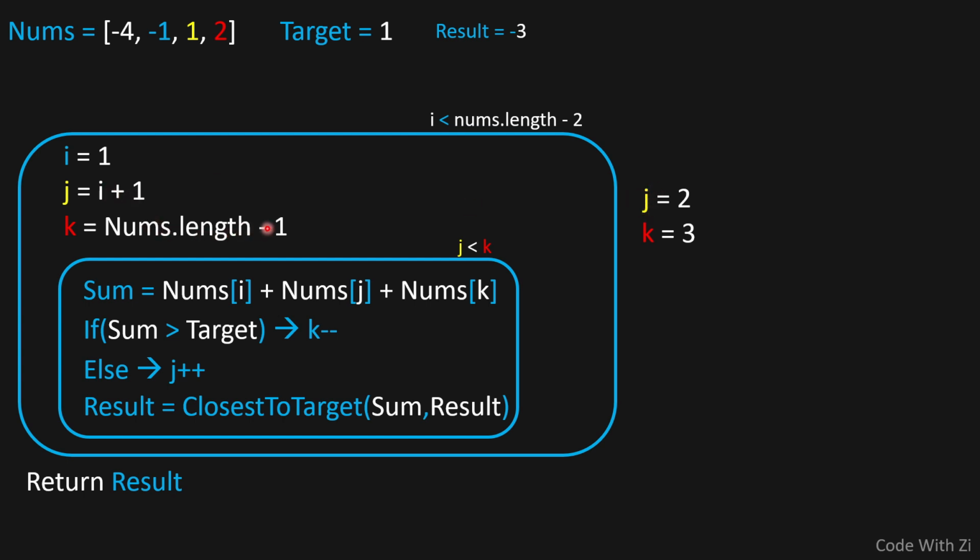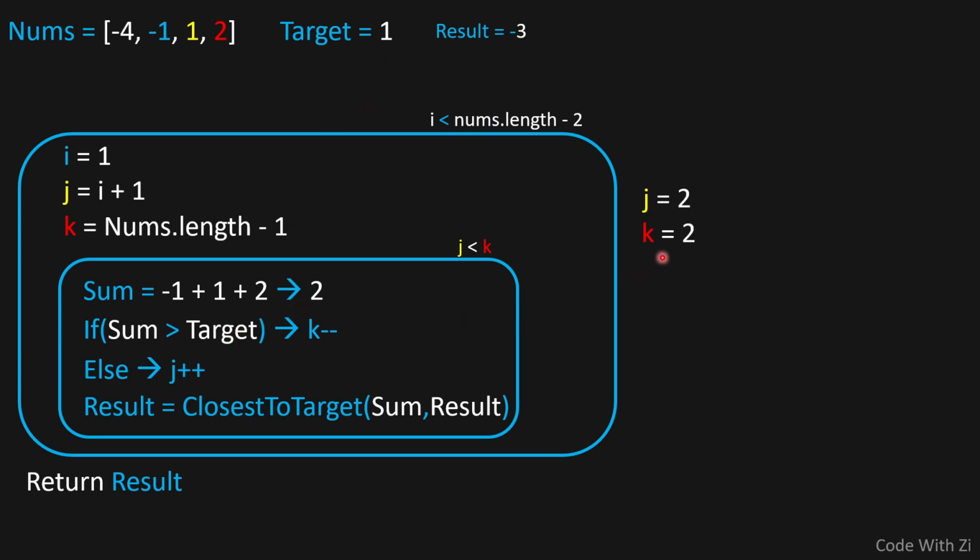And our k is going to still point to the last number, and that's going to be 3. And then we're going to enter our second loop. And here we're going to calculate our sum again. So minus 1, as you can see, plus 1, plus 2, that's going to be equal to 2. And then we're going to check if our sum is greater than our target. It is, because our sum is 2 and our target is 1.